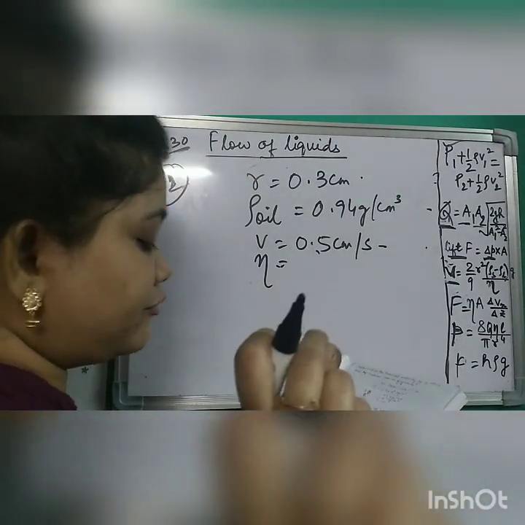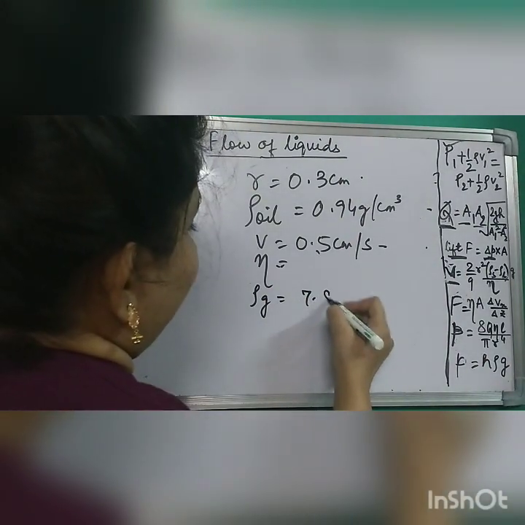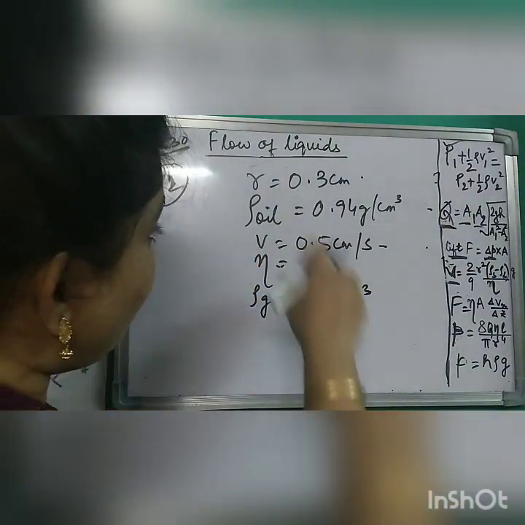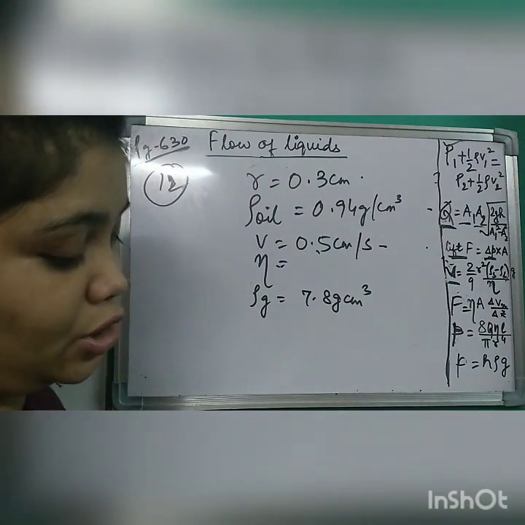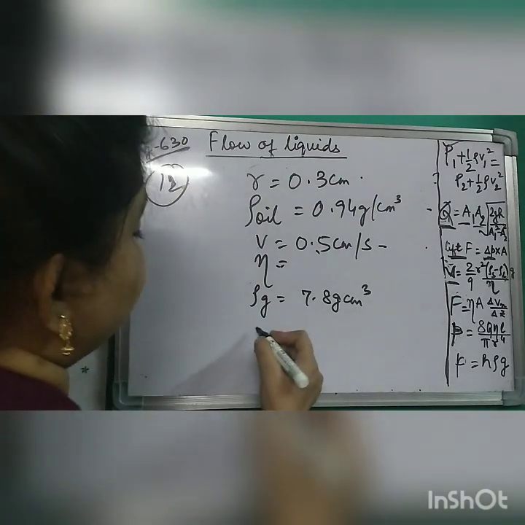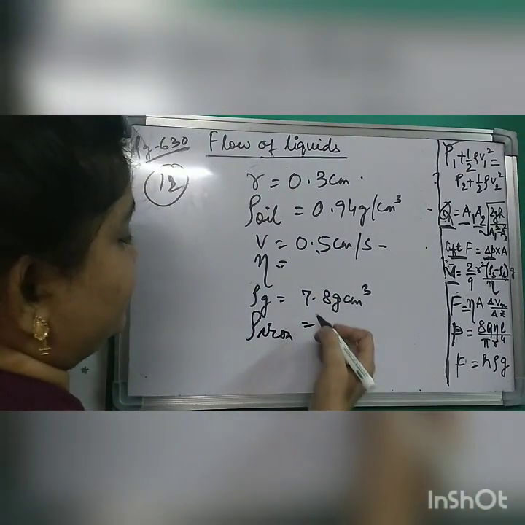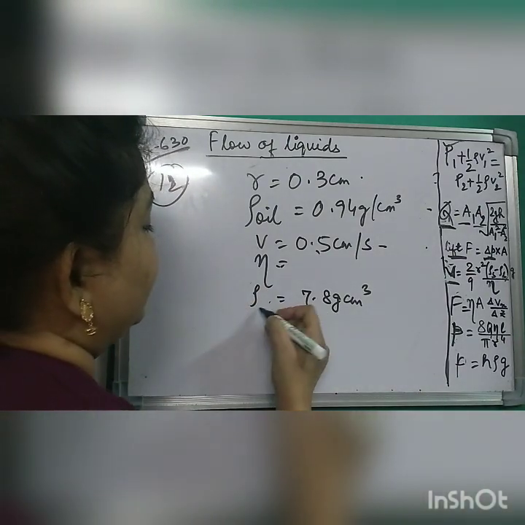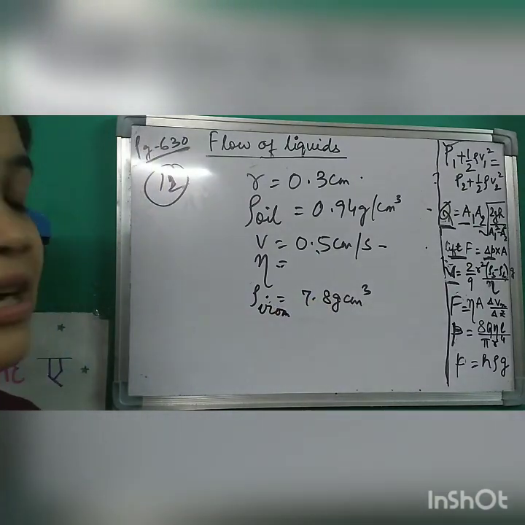The density of iron, rho, is how much? 7.8 g per centimeter cube. So you see here all are given in your CGS unit. Also, if you look at your book, the density of iron is given as 7.8. It's not G, it's iron. So our density of iron is 7.8 gram per centimeter cube.